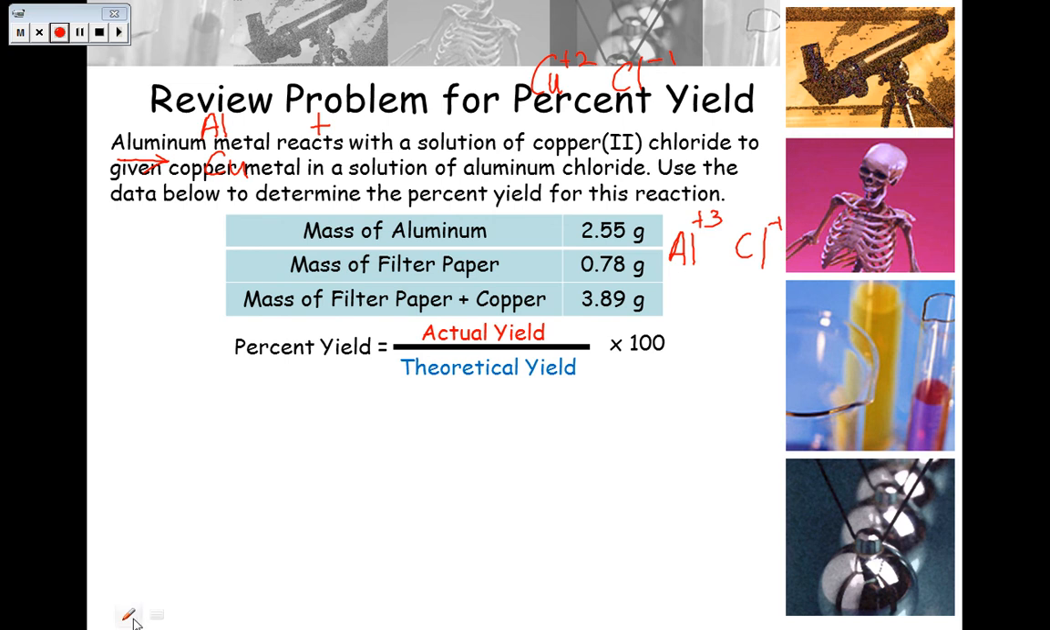So your final equation should look like this. Al solid added to CuCl2 yielding AlCl3 plus Cu. But this isn't balanced. So you're going to have to go ahead and balance it. When you balance it, you get 2, 3, 2, 3.